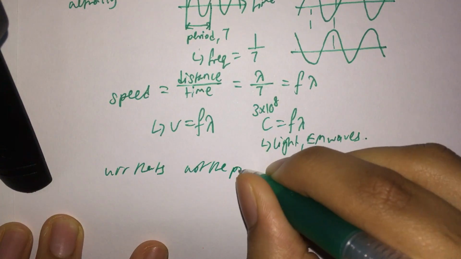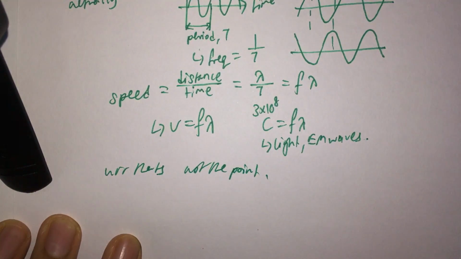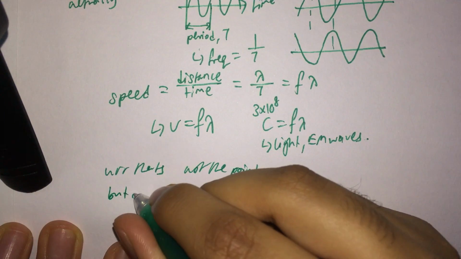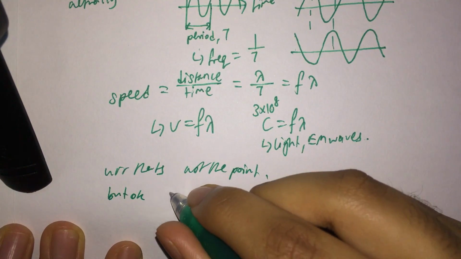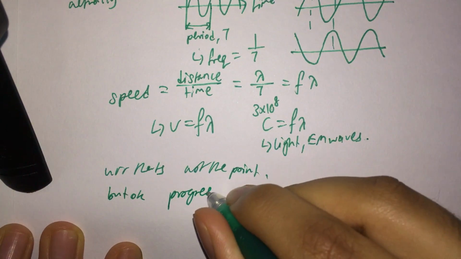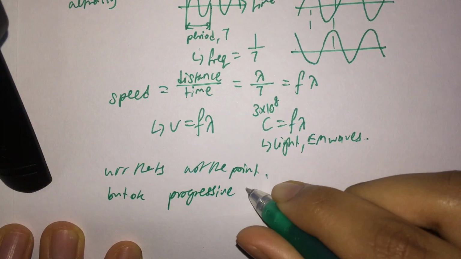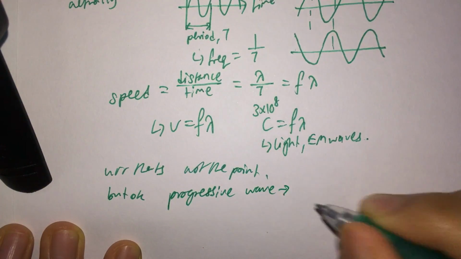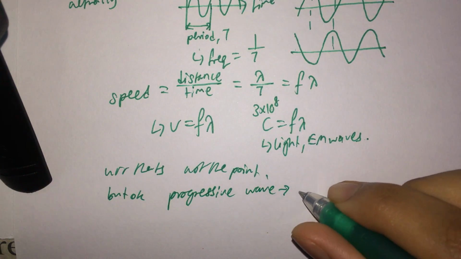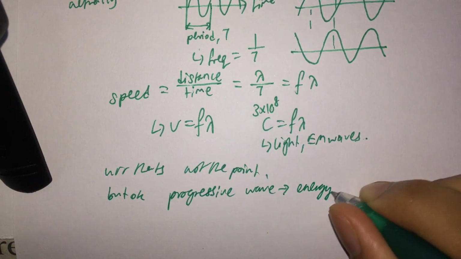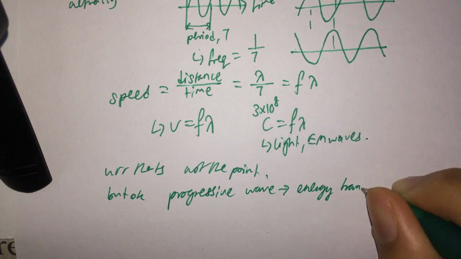But the air doesn't suddenly go 1 meter away from where it was. This particular molecule isn't going to go 1 meter away from where it was just now. It will somewhat come back to the same area after the sound has passed through. Therefore, in a progressive wave, energy is the thing that's transferred, not really the matter itself.